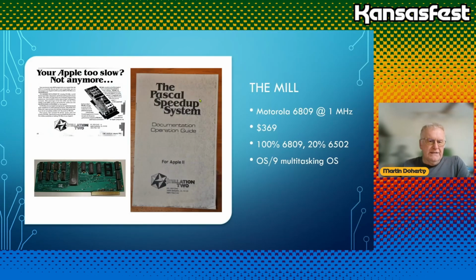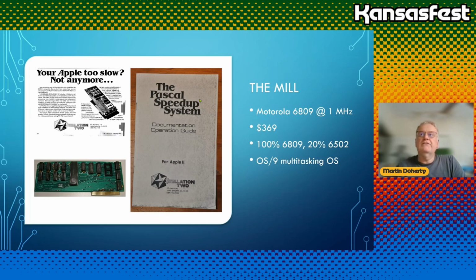An interesting add-on was, you may have heard of a card called the Mill. It's a 6809 coprocessor, and it was way less commonly bought and used than the CPM Z80 cards. So these are practically made of unobtainium these days. They go for huge amounts on eBay. But you've got a Motorola 6809 running at 1 megahertz.